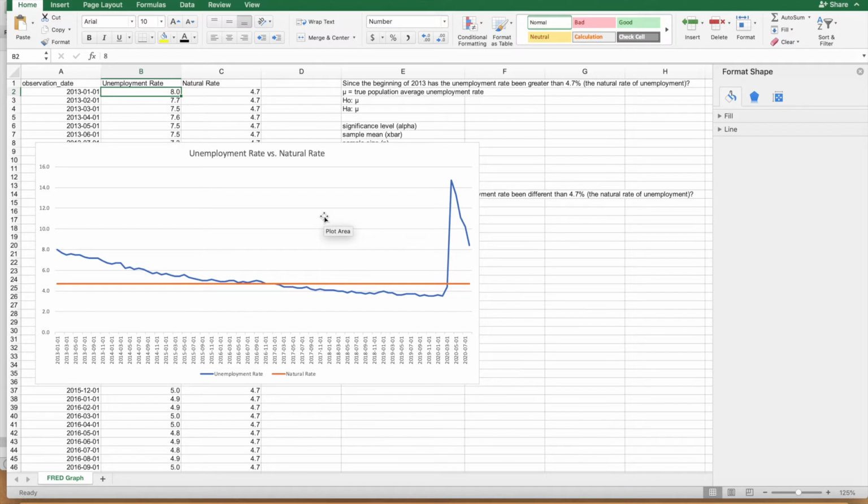So what this chart tells us is, well, coming out of the 2008 recession, we had an unemployment rate that was above what the Federal Reserve considers the national rate. But then eventually we dip below it. And then what happens right here? We spike. This is coronavirus, right?